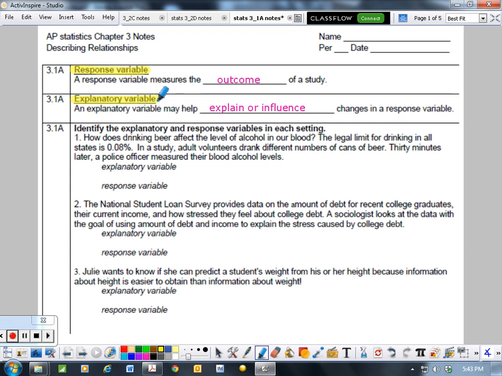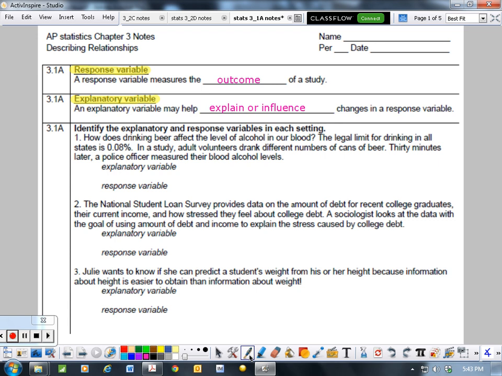Identify the explanatory and response variables in each setting. How does drinking beer affect the level of alcohol in our blood? The legal limit for drinking in all states is 0.08%. In a study, adult volunteers drank different numbers of cans of beer. 30 minutes later, a police officer measured their blood alcohol levels.